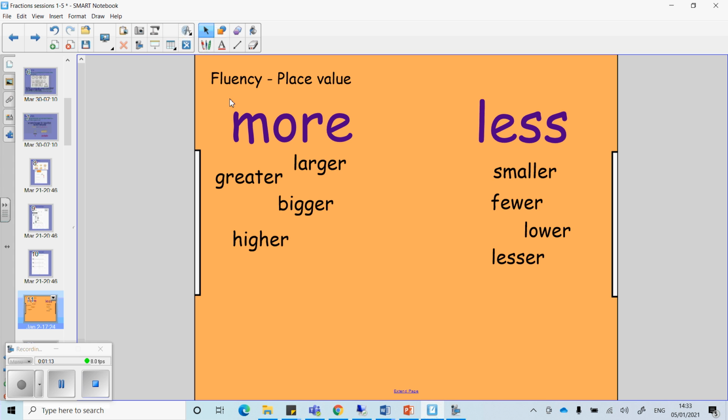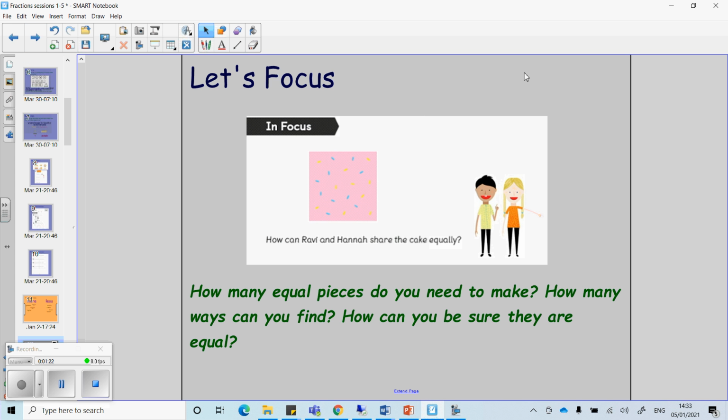Okay, time to move on to our fractions, our new chapter again to continue our learning this week. So we have a let's focus task. Have a look at the picture of a cake. How can Ravi and Hannah share the cake equally?